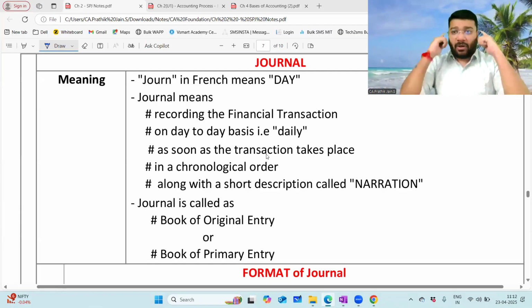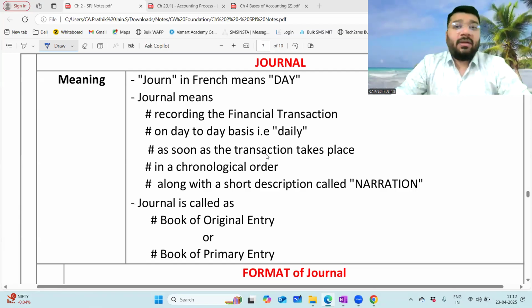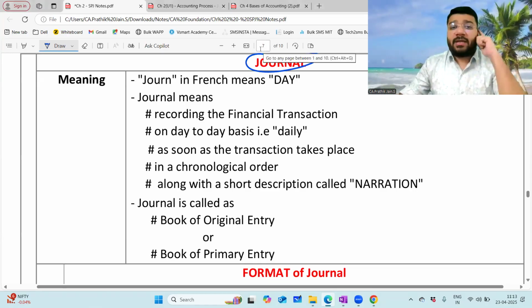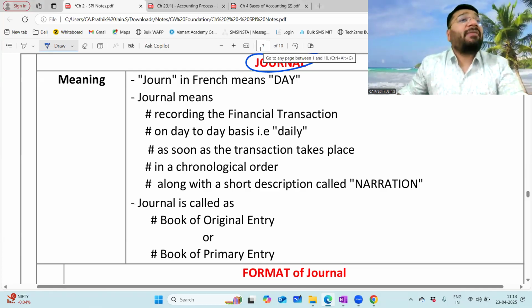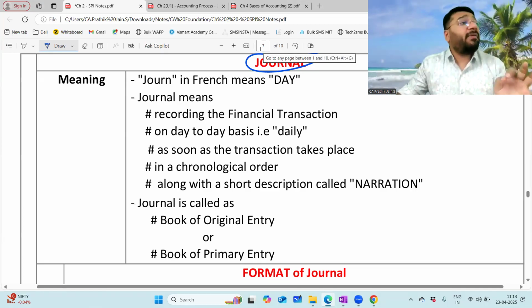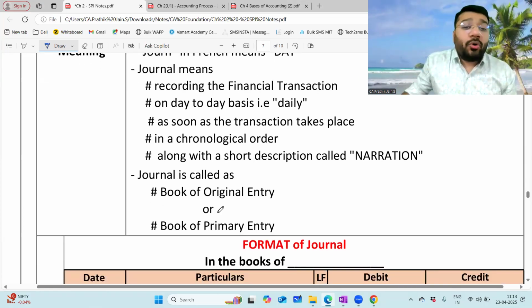So, guys, we're doing this chapter called accounting process. In the last class, we started our discussion on the concept of journal. So, guys, what is journal? Journal is a book where we record the transactions on a day-to-day basis in chronological order. This is where the transaction is effectively recorded for the first time. That is what is called the book of original entry.